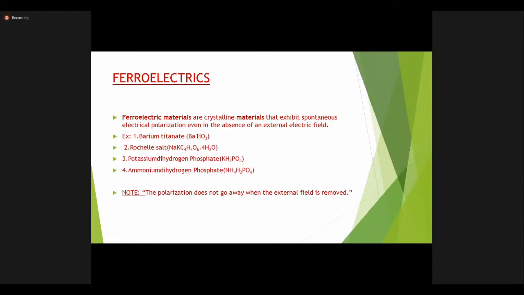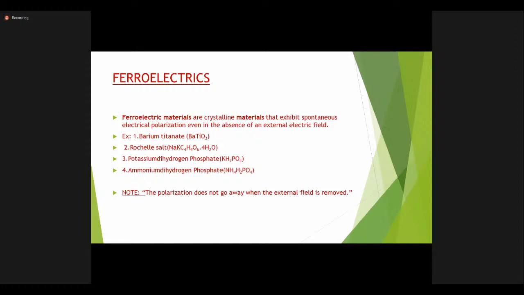Now, please note, the polarization does not vanish when the external field is removed. If you apply electric field to a ferroelectric material, some amount of additional polarization is created. But if you remove the electric field, the polarization does not go away. It is like this. Take a bar magnet and try to rub it over a regular bar magnet. What happens? If you remove the other external magnet, the original magnet will not lose its magnetism because it is already a bar magnet.